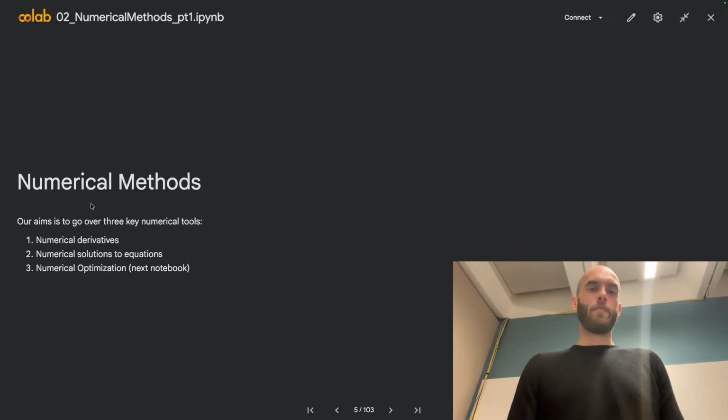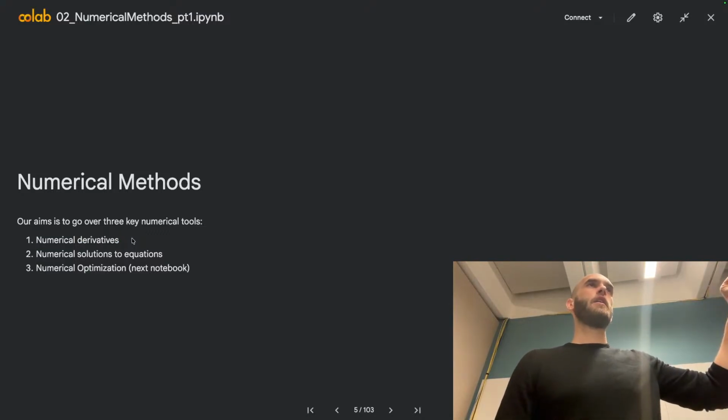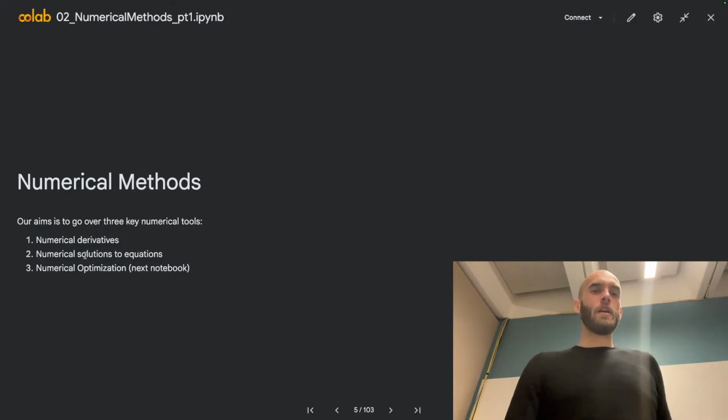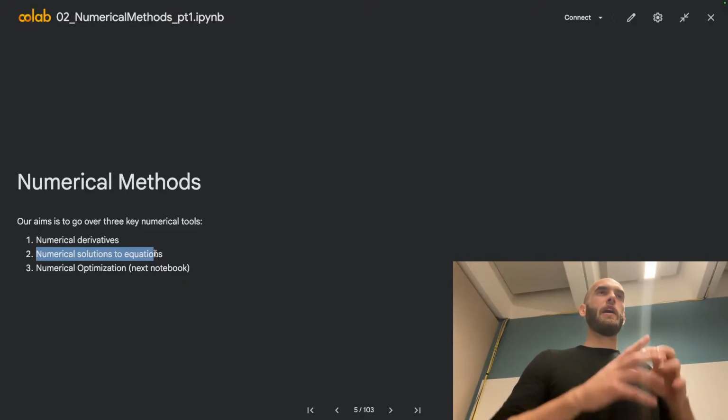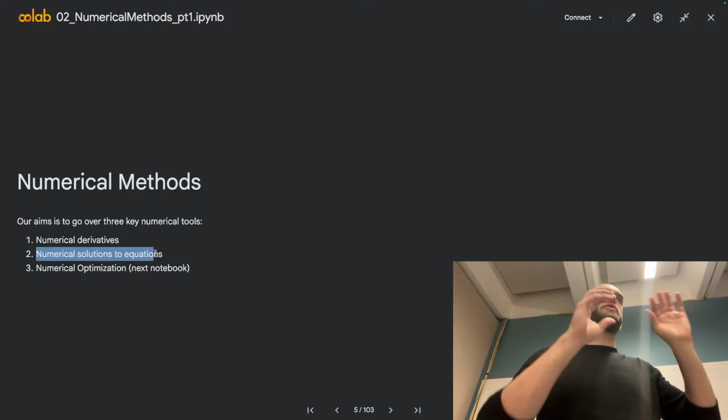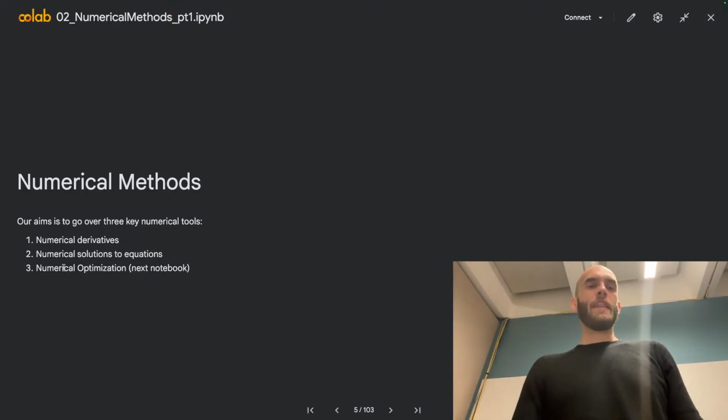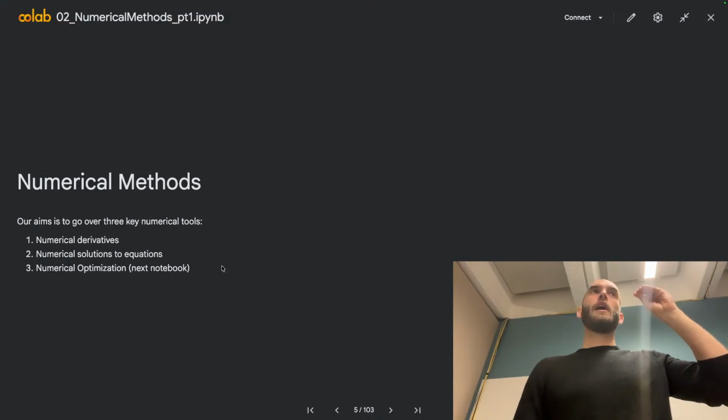Okay, so here's the basic setup. There are 3 main parts of what we're doing. First, numerical derivatives: how we can use a computer to give us derivatives for things that are very challenging to do by hand. I'm going to show you 3 examples getting increasingly challenging. Then we'll think about numerical solutions to equations, so how we have a system of equations, and we can use a computer to actually solve that. And then next time we'll talk about numerical optimization. So we have a system of equations, how do we go about maximizing a thing?